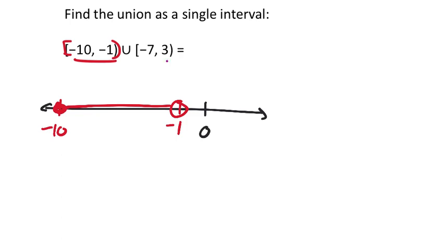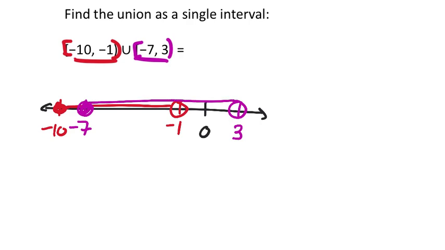Now we've got this one. I'll do it in purple. -7 would be, we'll say, about right here, and then 3 about right here. Okay, now at -7 there would be a closed circle, because it is a square bracket. 3 is a parentheses, so I'd have an open circle at 3, and then everything in between is included.